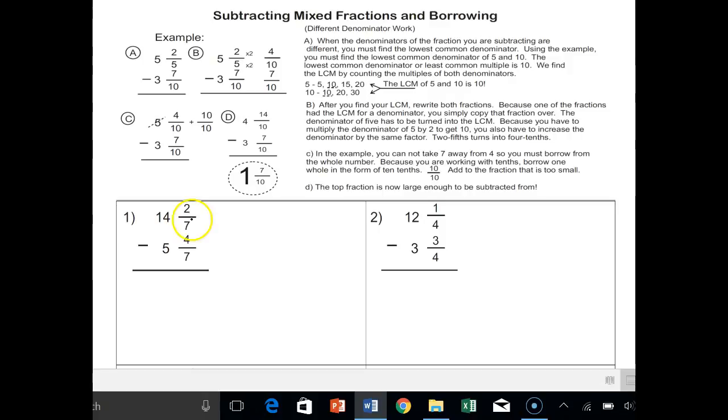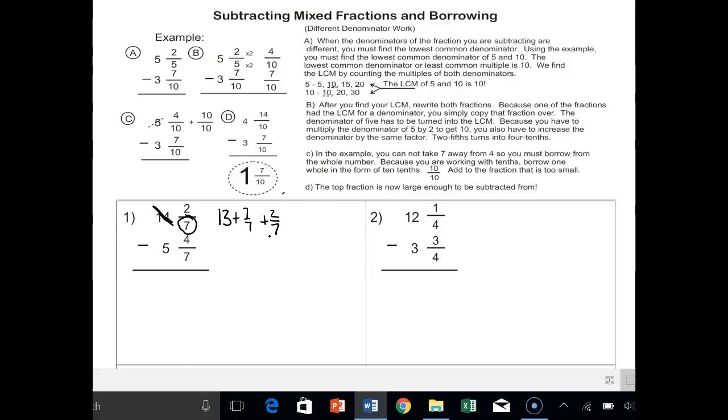So first of all, notice we have common denominators here, right? So we don't have to do any crazy finding common denominators just yet. But we can't do 2 minus 4. That would give us a negative number. So what we do is we borrow one whole, and the whole is determined by what the denominator is. So borrowing one whole makes a 14 become a 13. The whole that we borrow is 7 over 7, and then we put the original fraction that we have.